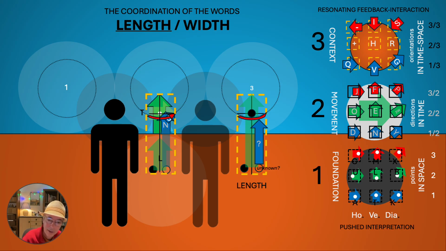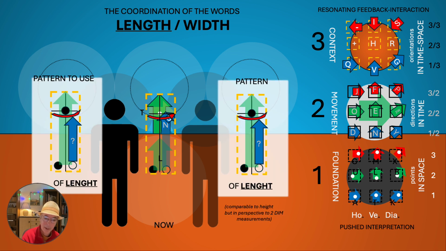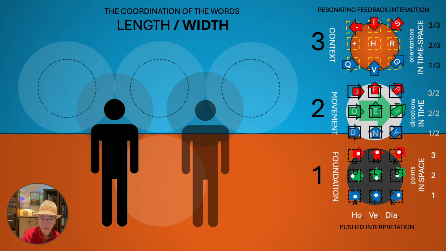So it's not necessary that we use it for height, but for a person, for where we start from, the length is then also the height at the same time. So it could be confusing. That's where I will also make a different video for the word height. But now we have a pattern to use for length, and that's comparable to height, but in perspective it's only the measurements into this two-dimensional frame, and that's length.